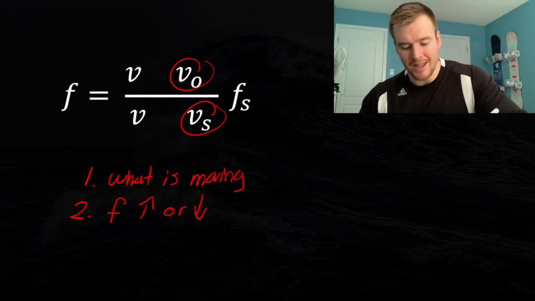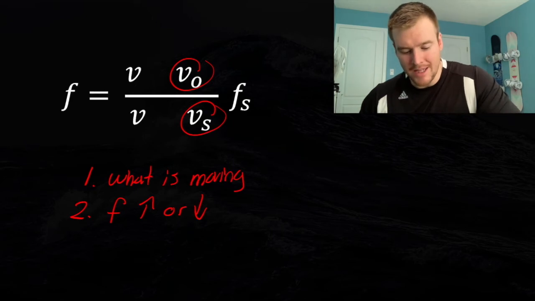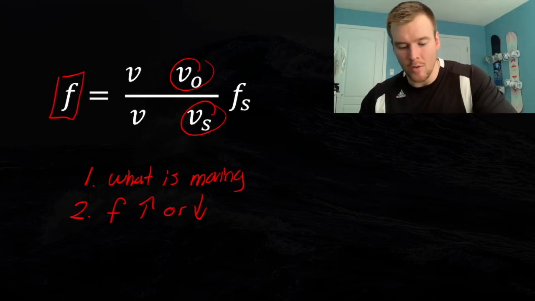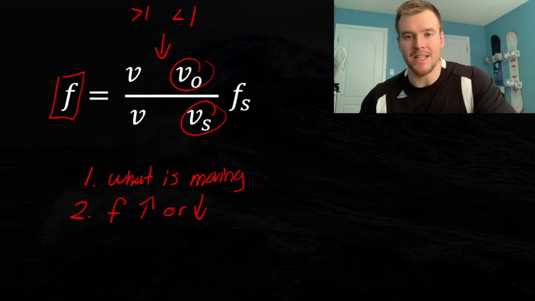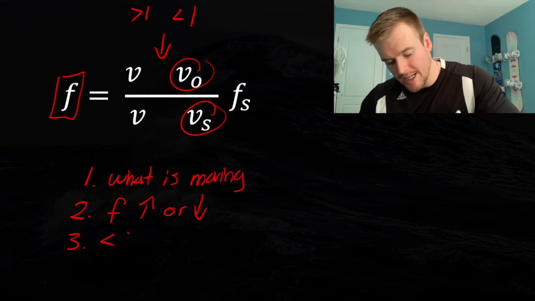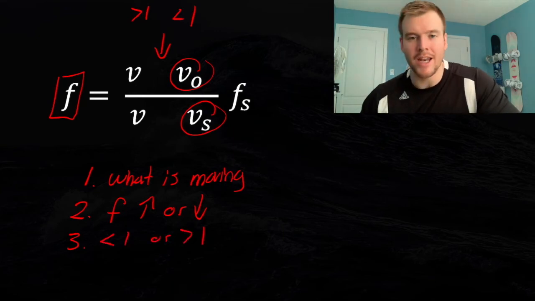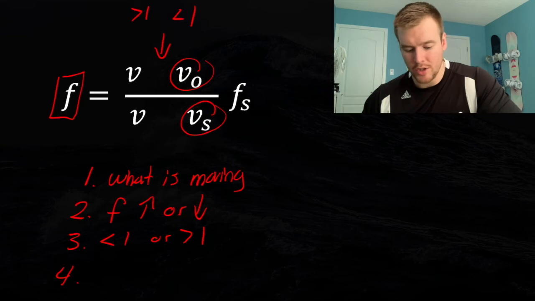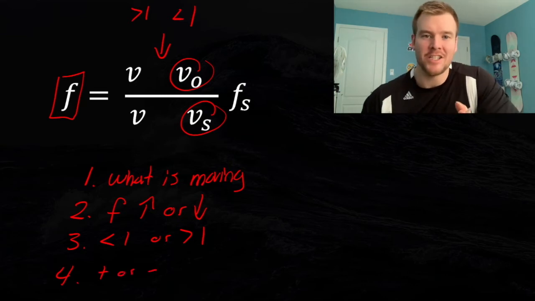Once we've determined that, we can look at, if we want to make this increase or decrease, what does this ratio have to be? Does it have to be greater than 1 or less than 1? So I think that's our third step, determine if it's going to be less than 1 or greater than 1. And our last step then is, should we plus or minus to make that happen?